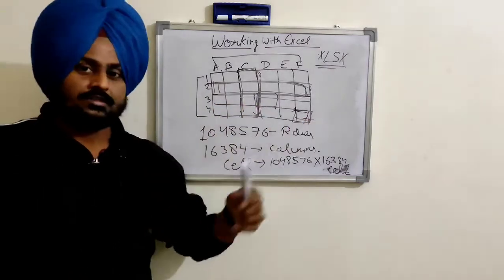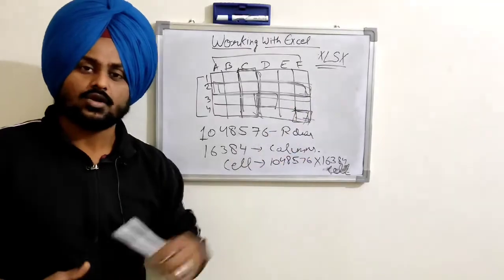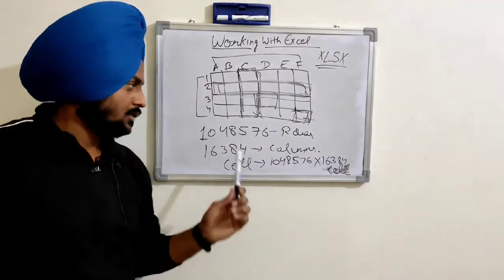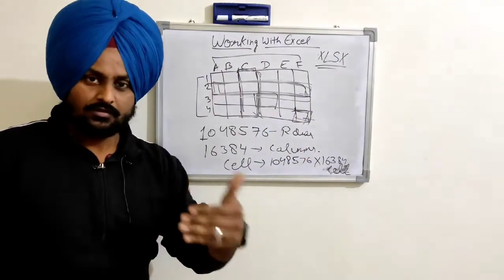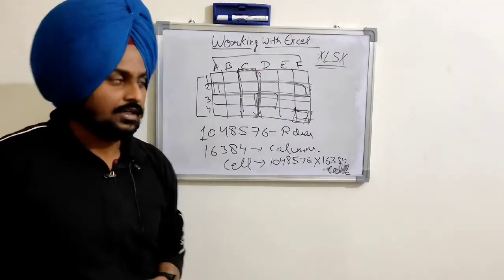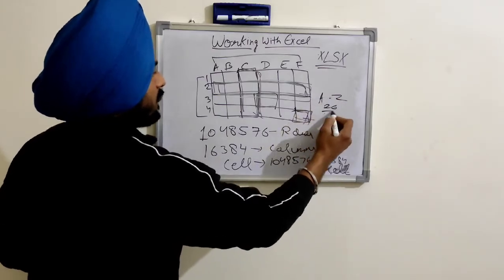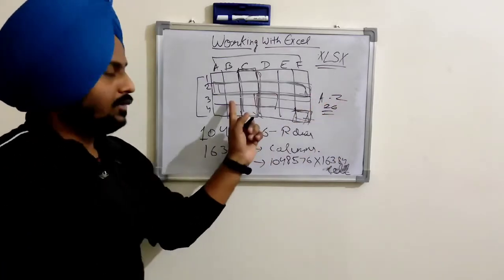So we have only 26 characters in a column. How will you manage 16,384? There will be a logic, some series after Z. A to Z is 26 characters, and after that, what will be the next series?